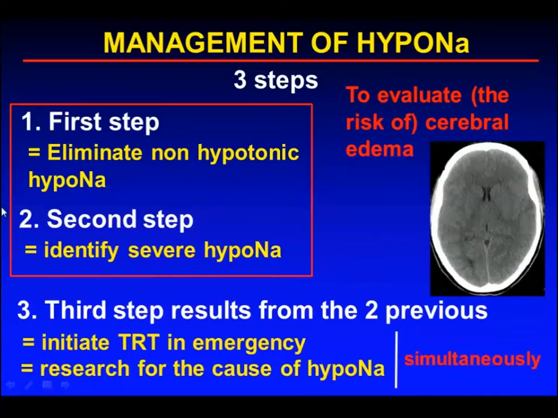The second one is a very, very important one: to identify severe hyponatremia, because both situations can expose to cerebral edema, and you know that this is the major risk of hypotonic hyponatremia. And then, following these two steps, you have the third step, which results from the two previous, and is to initiate treatment in emergency for severe hyponatremia and to research the cause of all hyponatremia. These two, of course, must be done simultaneously.